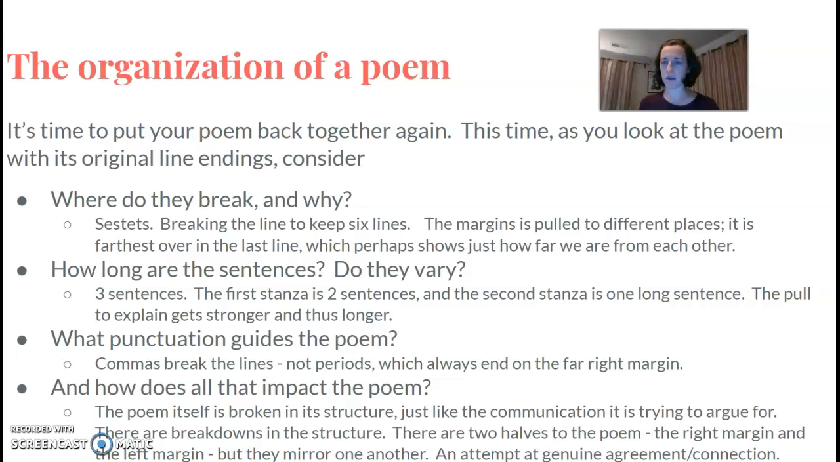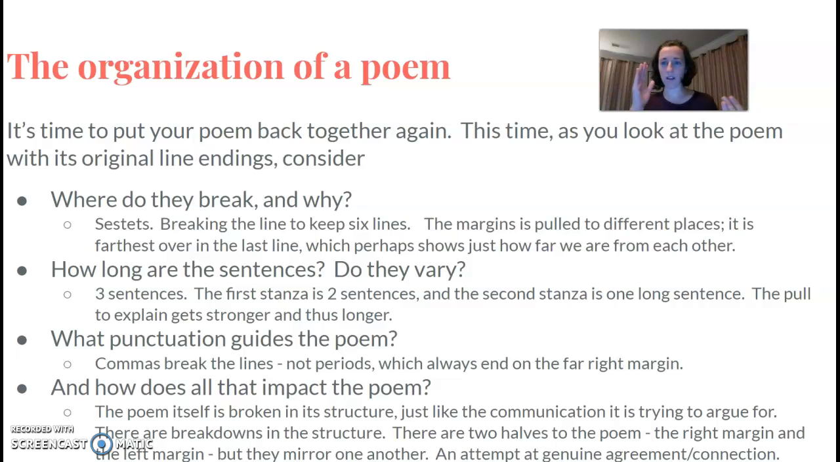Line endings. Where do they break? Well, Charles Wright has a collection of poems called sestets, and that's where this appears. So I know he thinks it's a sestet. It's a 6-line poem. And that's really interesting because he's choosing to break the lines across the page to maintain those 6 lines.